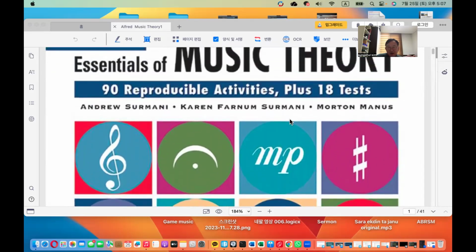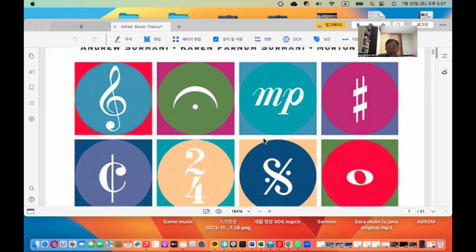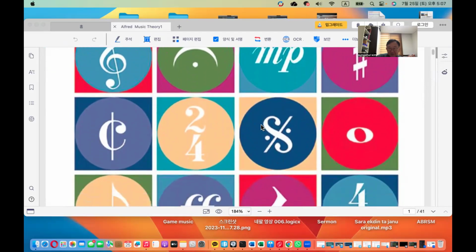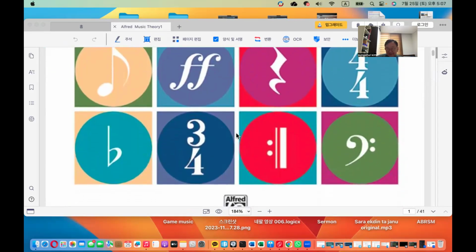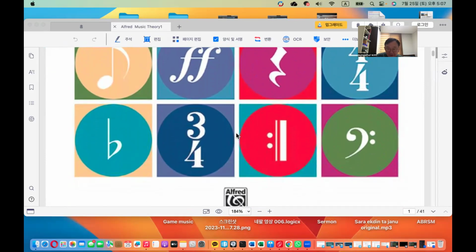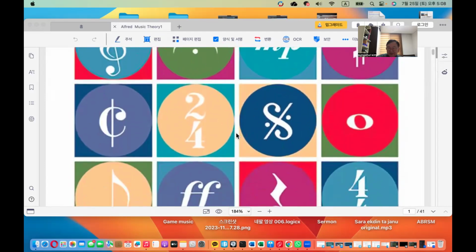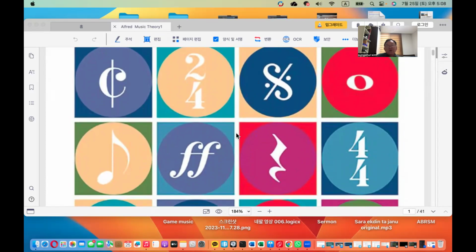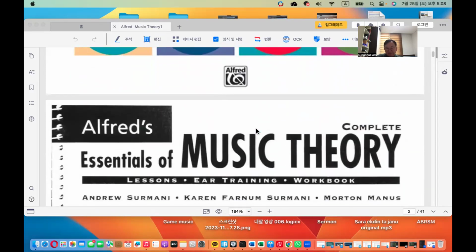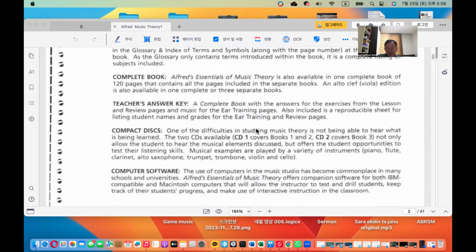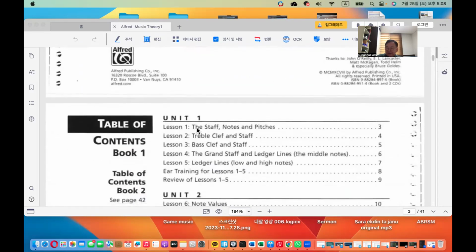So now look at the last musical symbols right here. You need to become familiar with lots of symbols like this. After you finish this online music class, you will understand what they are saying. So I'm going to start first with lesson 1.